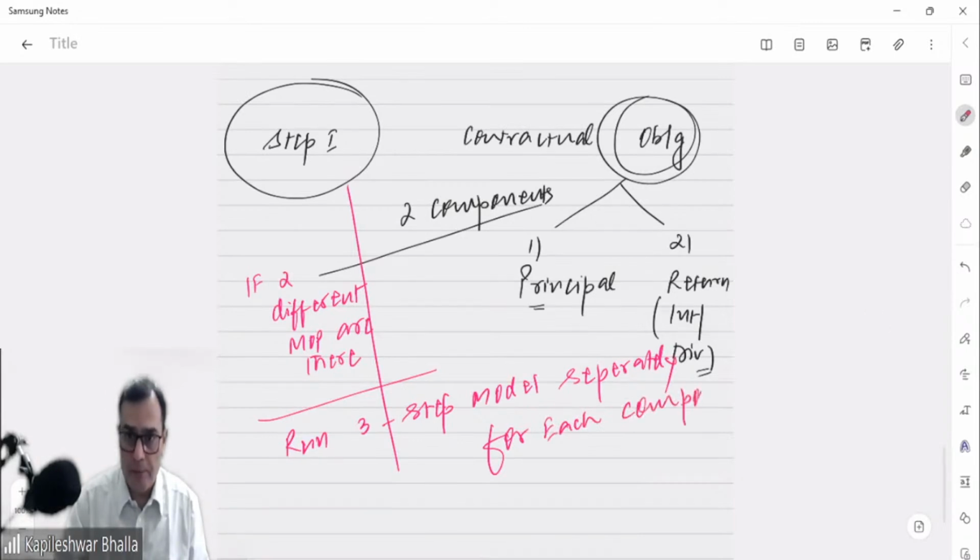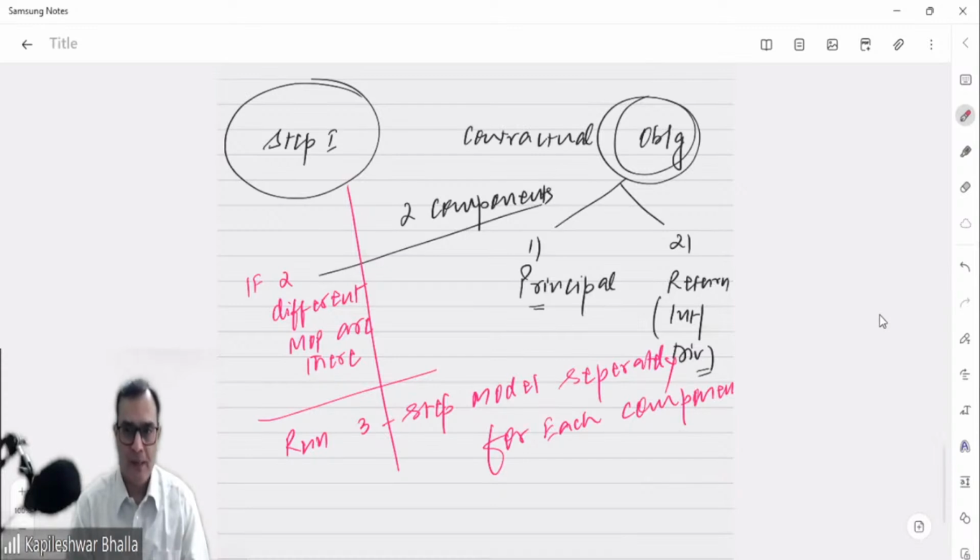So I'm going to apply this particular thing. I know what you're thinking now. Sir, if you're going to apply this three-step model in terms of the principal separately and for the return separately, is it possible that one component turns out to be a financial liability and the other component turns out to be equity? Exactly. So then what do we do if one component is a financial liability and another component is an equity instrument? Then it is called a compound financial instrument.